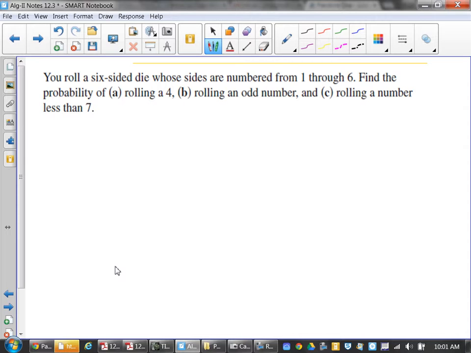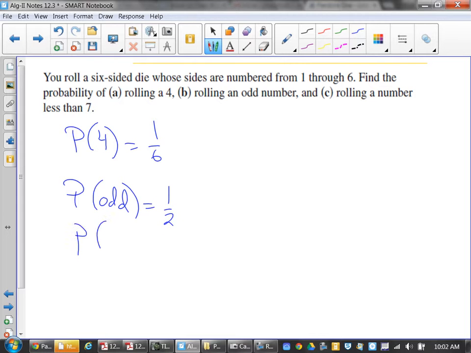They use the word die. I was surprised. 6-sided die, numbered 1 through 6. What would be the probability of rolling a 4? 1 out of 6. What about the probability of odd? Half. Good. Probability of less than 7? 1.